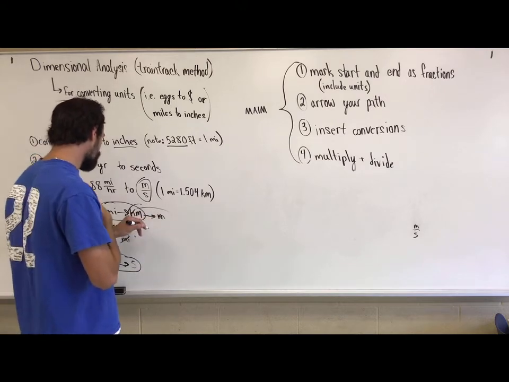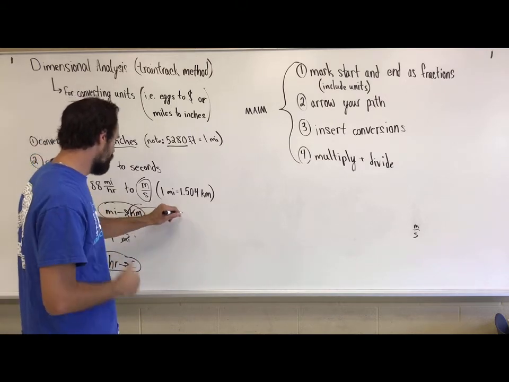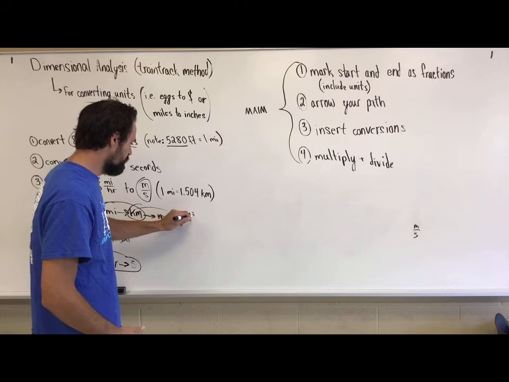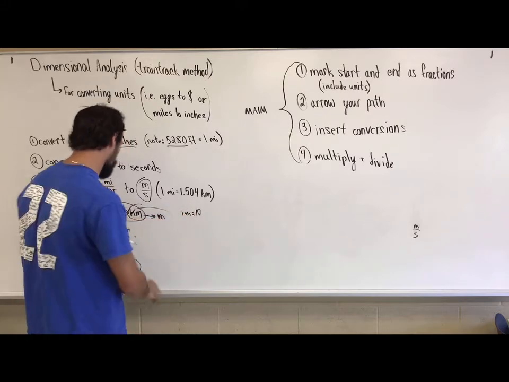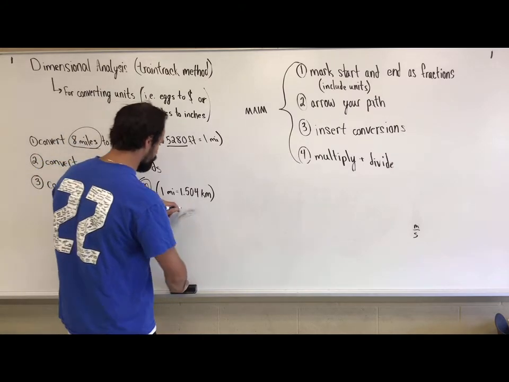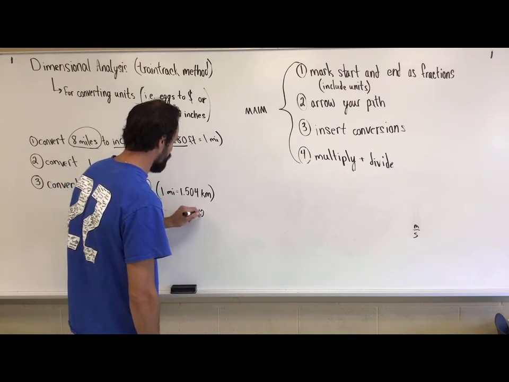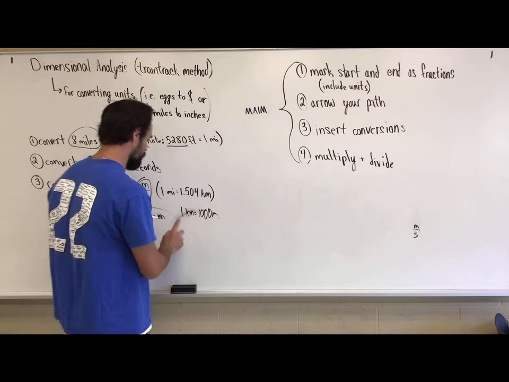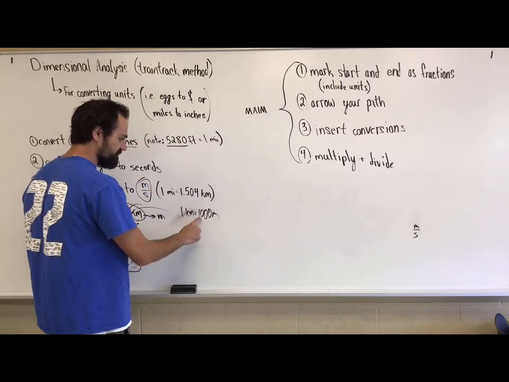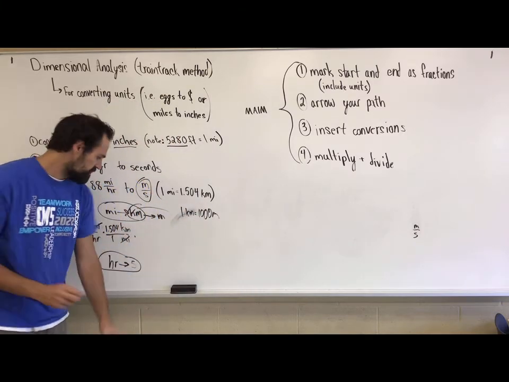How many meters equals how many kilometers? Well, 1 meter equals, no. 1 kilometer is a lot of meters. So 1 kilometer equals 1,000 meters.